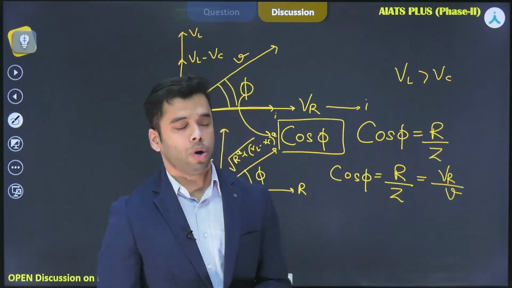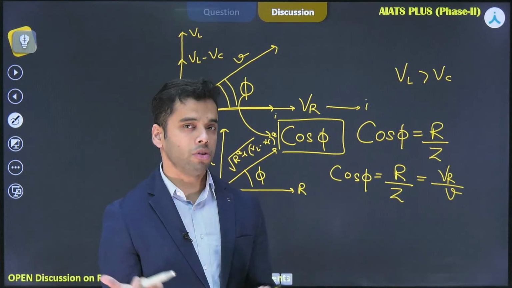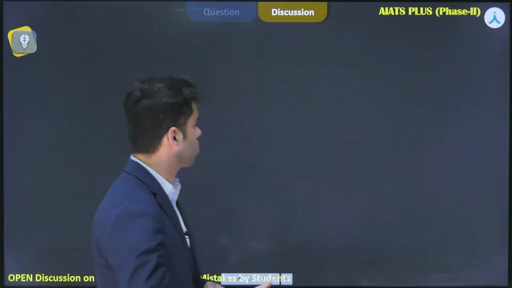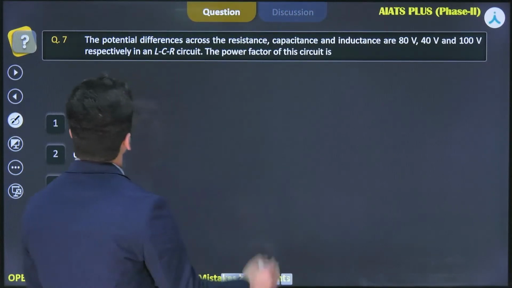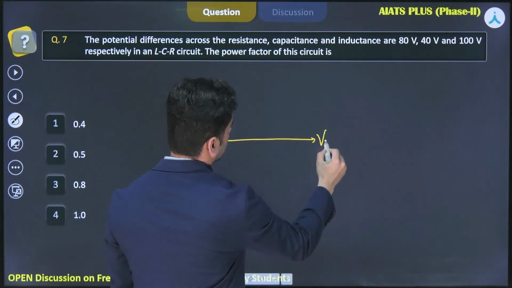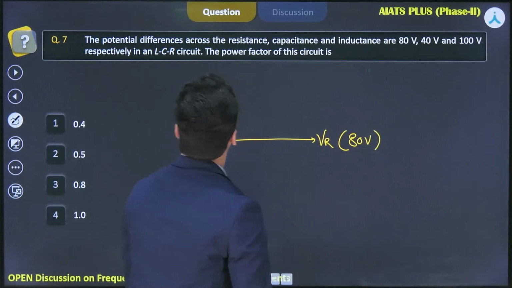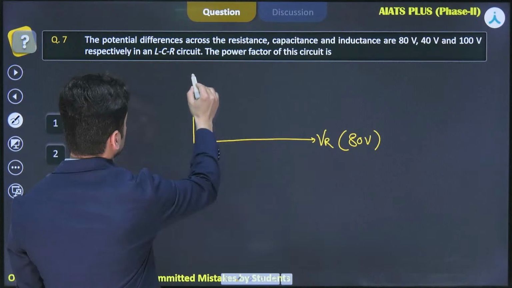This is your V, right? So I hope I made it clear what is power factor, and the concepts involved while dealing with the problems of power factor. Now let's move to the problem. So it says that you have voltage across the resistance as 80 volts. So this VR is 80 volt. What else? You have across inductor 40 volt. So this is 40 volt.